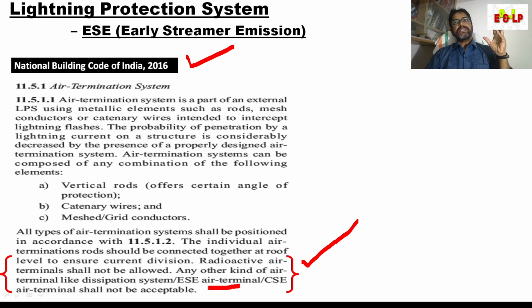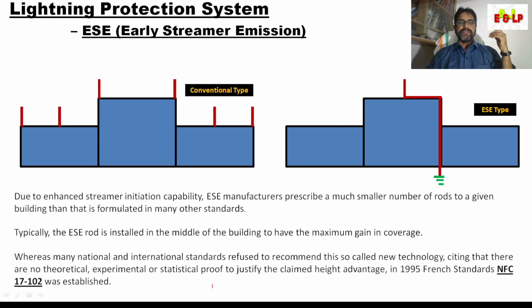Actually, what is the National Building Code? The local laws, just like the Panchayat building rules and municipality building rules, etc., are based upon this National Building Code. So when we are constructing a building, we should follow the National Building Code. As per the National Building Code, early streamer emission is not accepted. So what will be the final effect? Suppose we are installing an ESE terminal and some accident has happened, can we get the insurance claim? For the insurance claim, the insurance companies check whether it is as per our rules. That's a problem. So it will not be accepted for a claim.